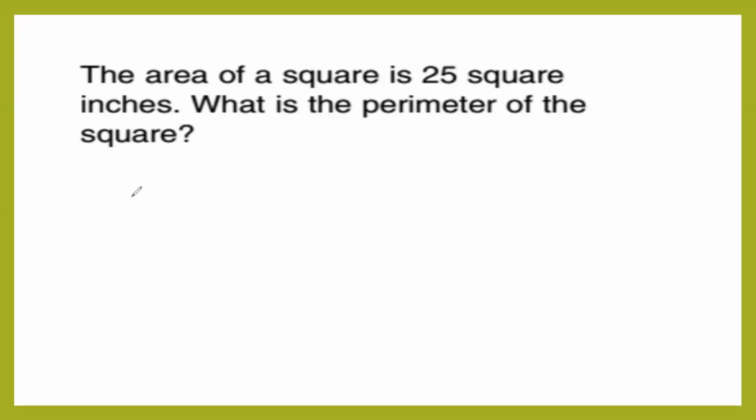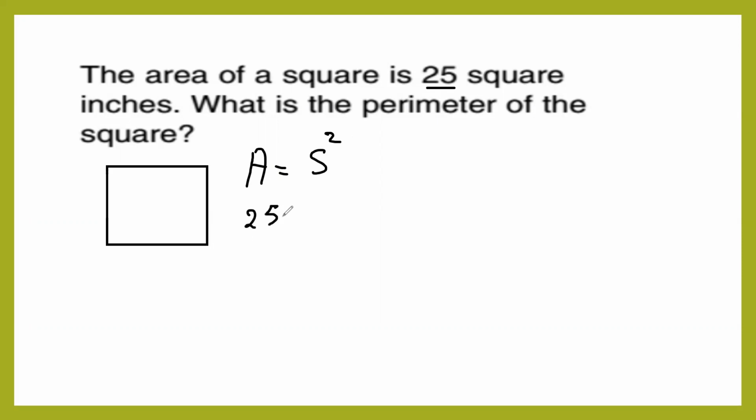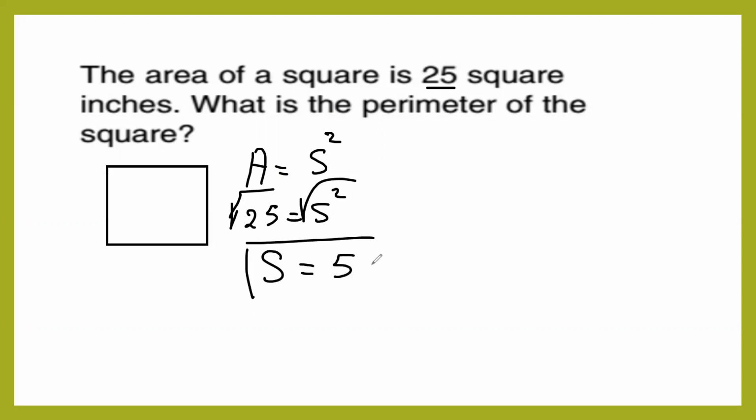Here, the area of the square is 25 square inch. What is the perimeter of the square? First, let's draw the square. The area of any square is s squared. So I write the area, which is 25, equals s squared. Then I find the square root of both sides. So s alone is only 5.